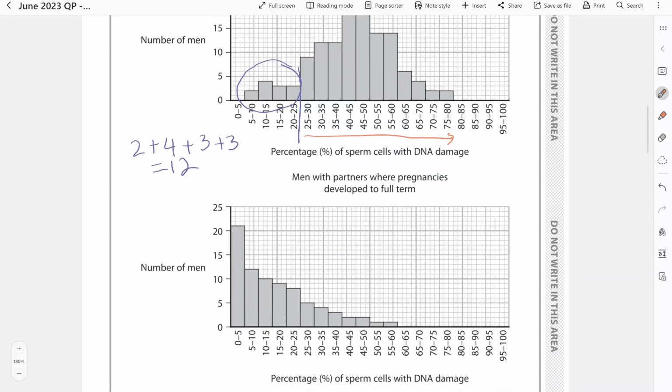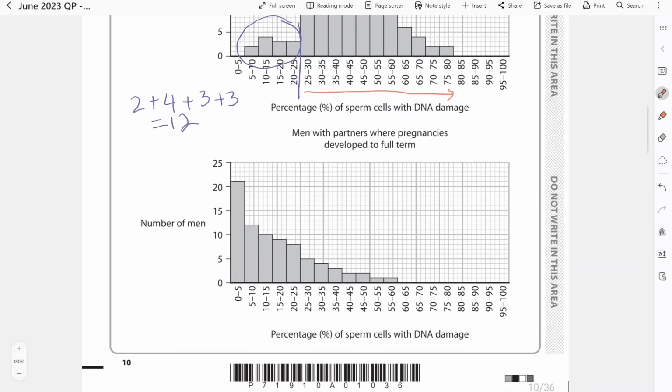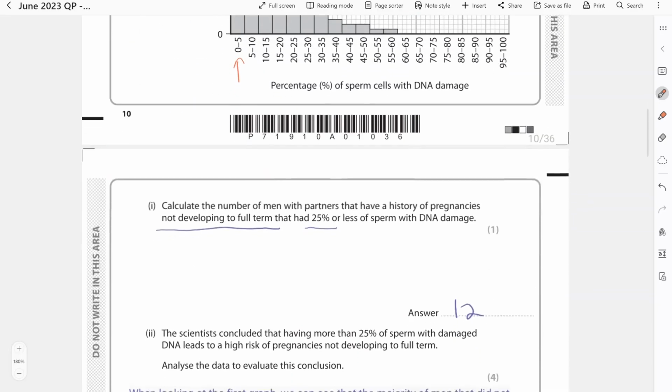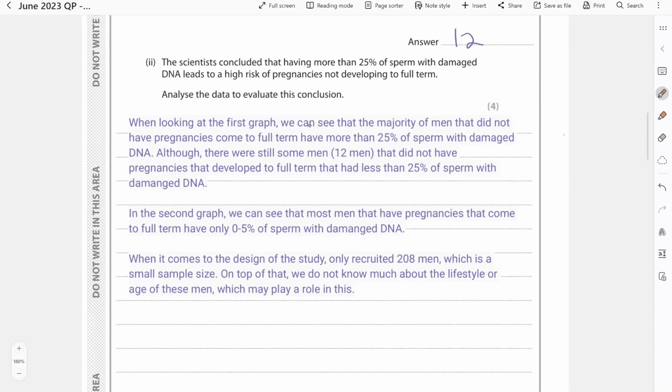And if you look at the second graph, we can see that most men that do have pregnancies coming to full term have less than 5% of sperm cells with damaged DNA, which is what I included here. So the majority of men that did not have pregnancies come to full term have more than 25% with damaged DNA. That's the first mark. The second mark, I included this here. Most men that have pregnancies that come to full term only have 0 to 5%. So that's the second point.